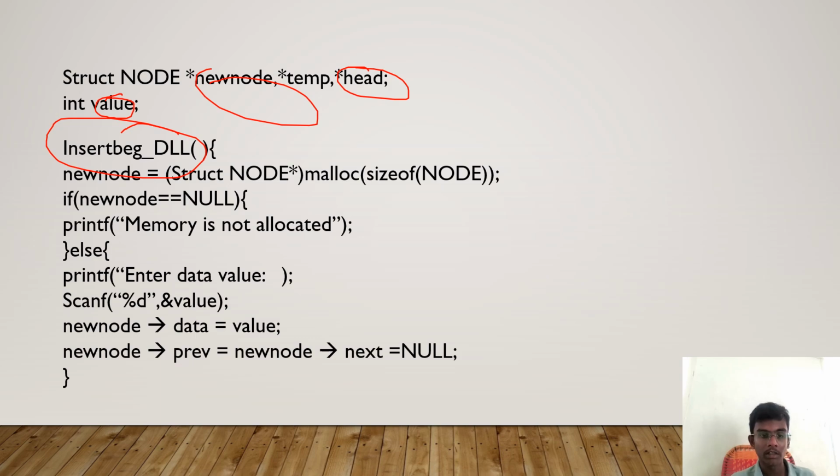If new node equal to NULL, that means the memory was not allocated, then it raises an error: memory is not allocated. If memory is allocated, it will go to the else part. Enter data value. Suppose I entered data value 5. The value 5 is stored in value. New node of data is value. New node of previous and new node of next equal to NULL.